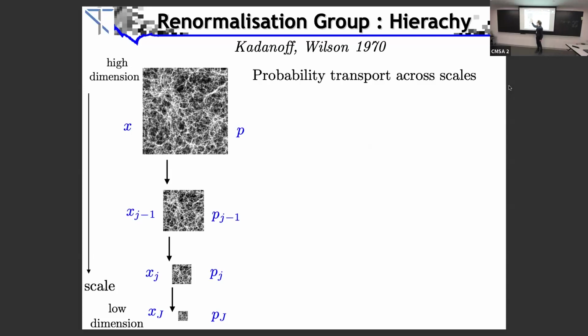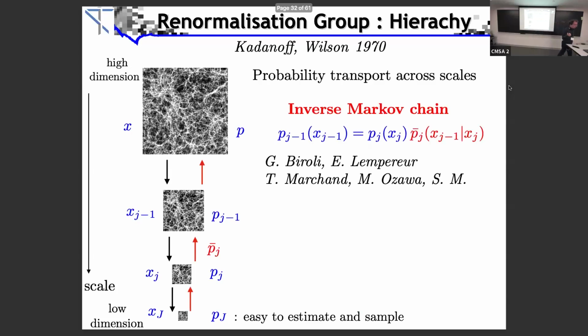How do you do that? You average and subsample, so you are progressively reducing the size of the field. And at each scale, you are going to have a probability distribution, which is going to evolve. Now, you can relate the probability distribution at fine scale to the probability distribution at coarse scale. And at fine scale, you will get it from coarse scale by, of course, multiplying by the conditional probability of x_{j-1} given x_j.